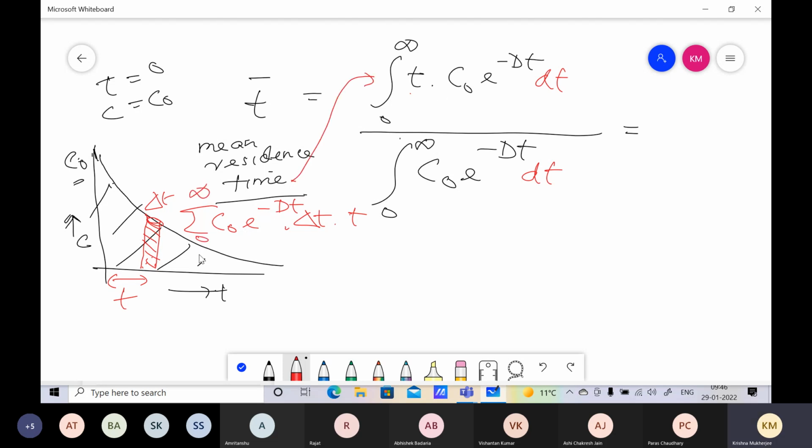I was just jumping, right? So summation of c naught e raised to minus dt delta t, which is the thickness of this thing, into delta t into dt, and this is simply the summation of this whole function. The denominator is to normalize the function equal to 1. So you divide it by this. So this is the t bar. So what is this equal to?